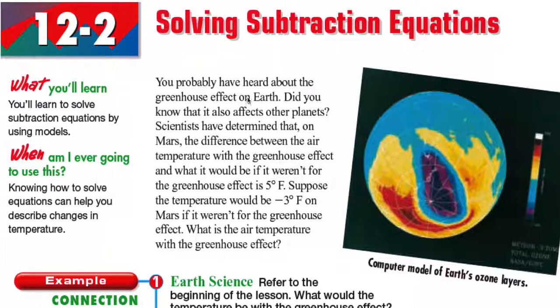So you probably have heard about the greenhouse effect on Earth. Did you know that it also affects other planets? Scientists have determined that on Mars, the difference between the air temperature with the greenhouse effect and what it would be if it weren't for the greenhouse effect is 5 degrees Fahrenheit. So suppose the temperature would be negative 3 degrees Fahrenheit on Mars if it weren't for the greenhouse effect. What is the air temperature with the greenhouse effect?